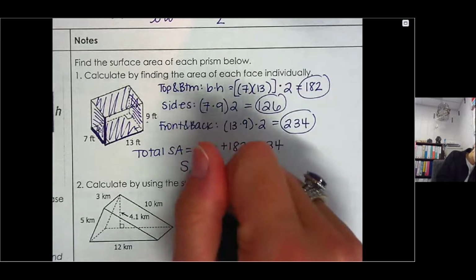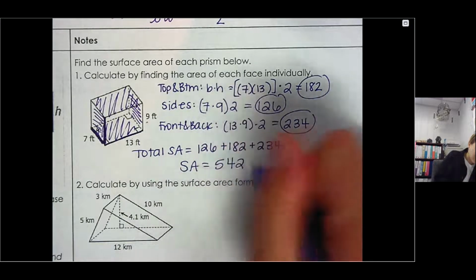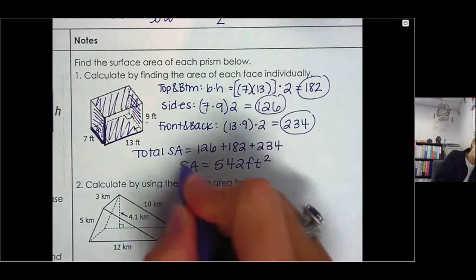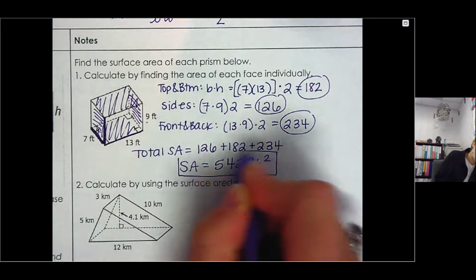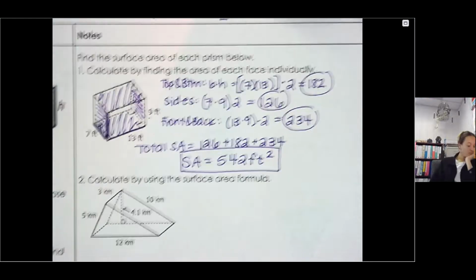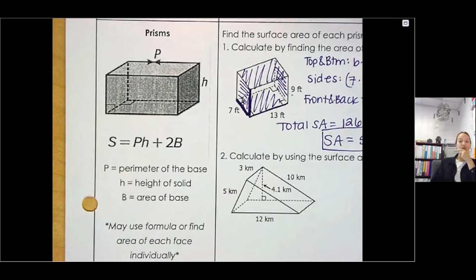So my total surface area is 542 feet. And because we're talking about an area, surface area, it's feet squared. So remember, area is square, volume is cubed. That's easy. So you can find the area of each face individually and then add them all together. Your second choice is you can use the equation for each individual type of 3D shape.